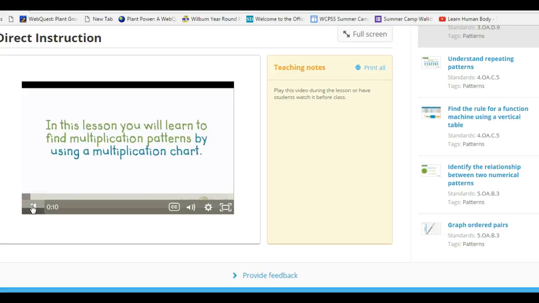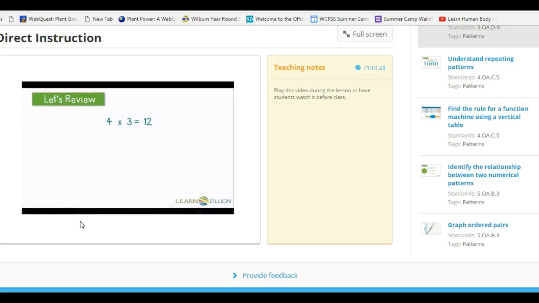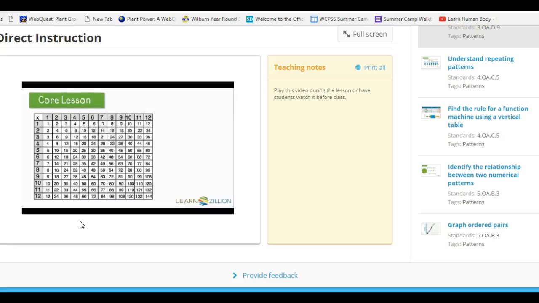Here we go. Using a multiplication chart. Look at the equation 4 times 3 equals 12. The factors are 4 and 3, and the product is 12. Here's the multiplication table. The numbers in blue are the factors, the numbers in white are the products. We can find 3 times 4 by seeing the intersection where they meet. We see that equals 12.